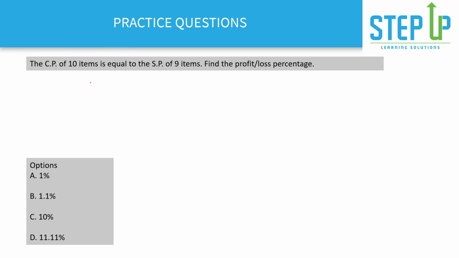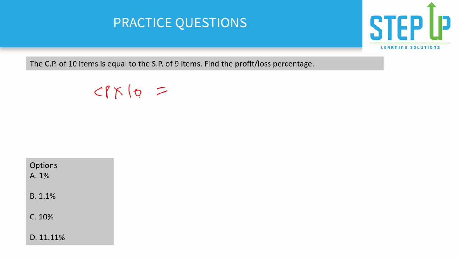So it says the CP of 10 items is equal to the SP of 9 items. Find the profit, loss or percentage. Now it says CP of 10 items and SP of 9 items. So we already know that if we calculate SP upon CP, this can really solve our question. So what we'll do is, instead of taking X and Y, we will say CP of 10 items. If one item's CP is CP, then for 10 items it would be 10 into CP.